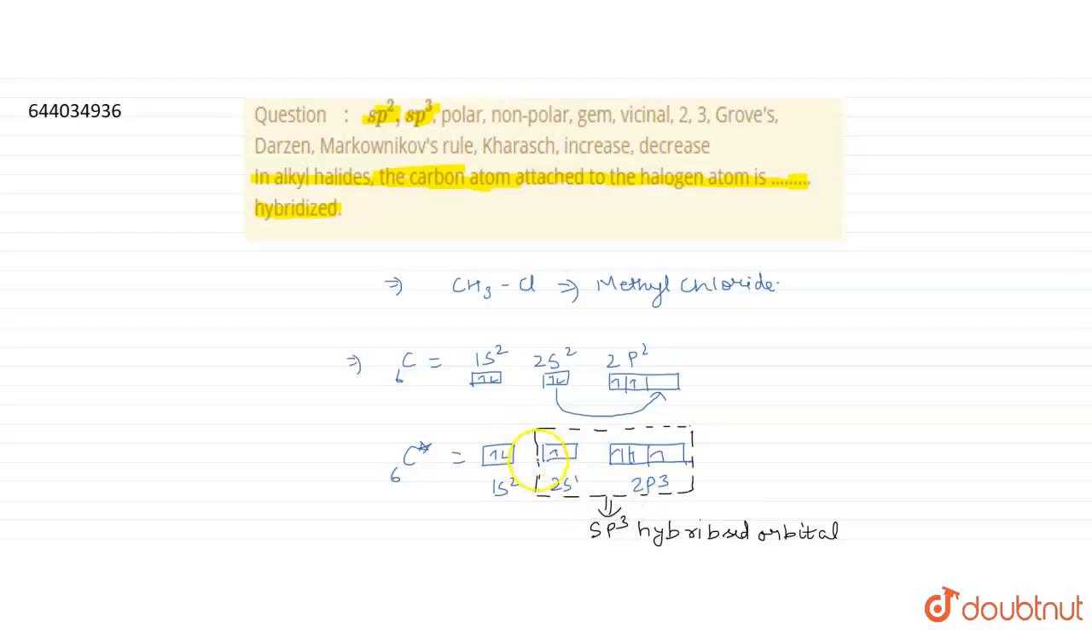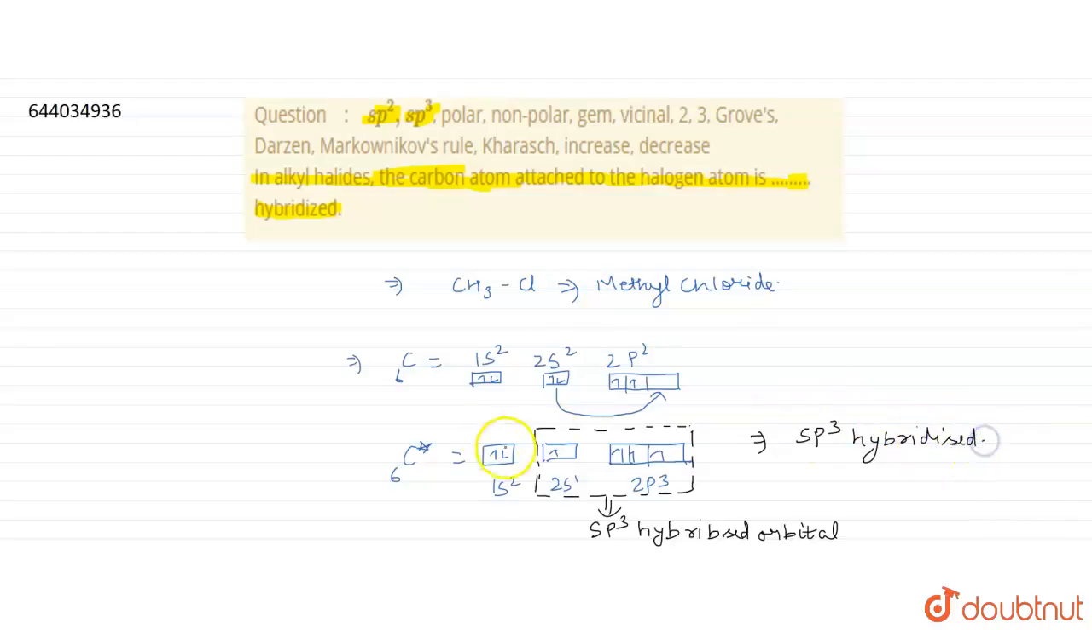So what happens in the hybridization? One s orbital and 3 p orbitals take part in the hybridization and form sp3 hybridized orbitals. So carbon in the haloalkanes, or alkyl halides, is sp3 hybridized. I hope you understand how carbon in the haloalkane or alkyl halide is sp3 hybridized. So the carbon will be the sp3 hybridized carbon.